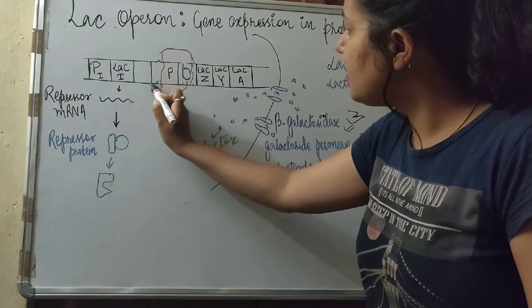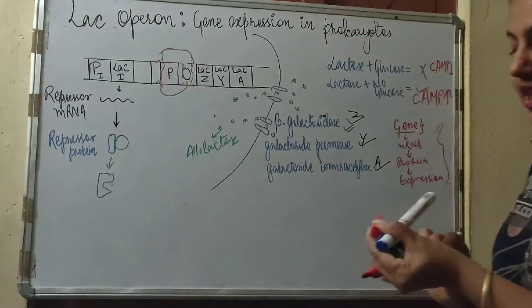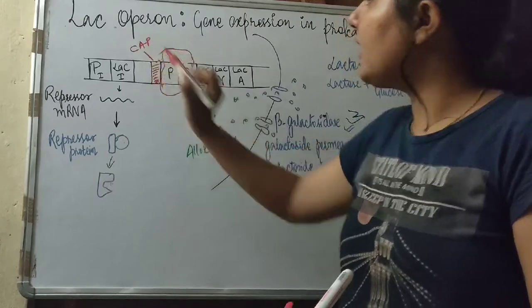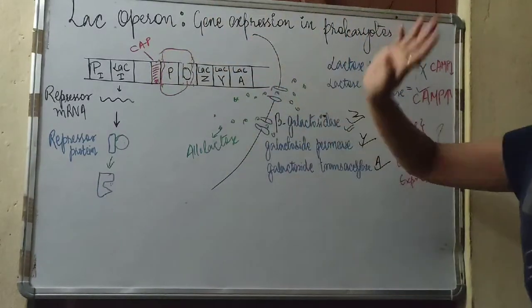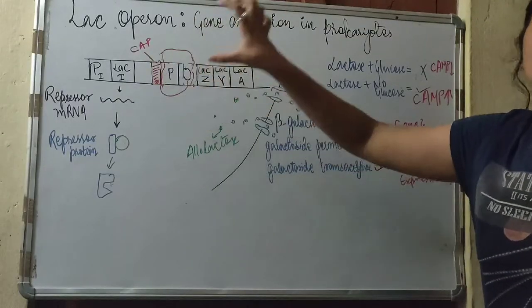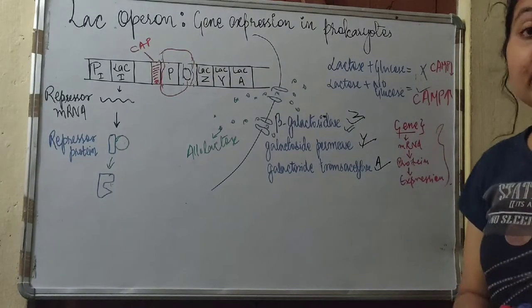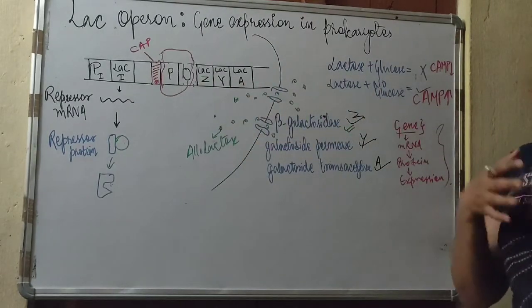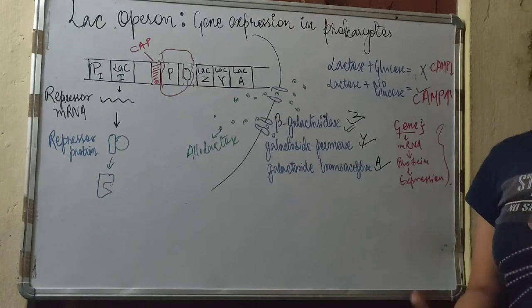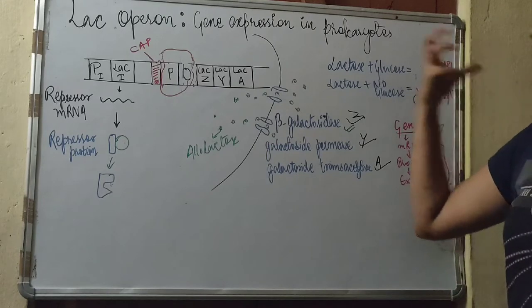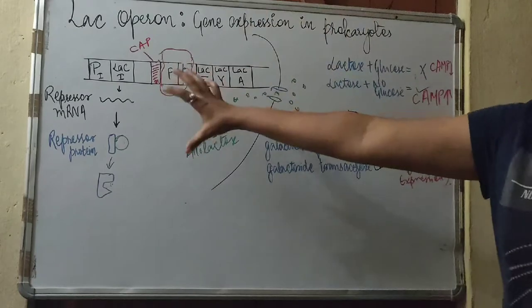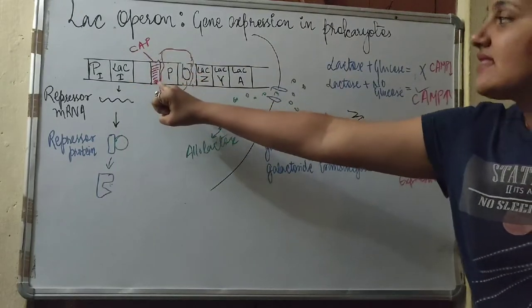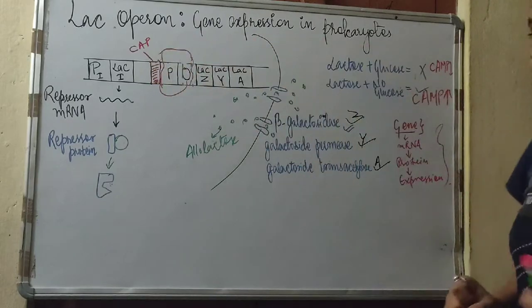exactly upstream near the operator, there is a site for the binding of CAP, that is the catabolic activator protein. This is the site in which the catabolic activator protein can bind. Catabolic activator protein is an activator protein which helps in the process of transcription of mRNA. While studying transcription, we study different types of activator proteins which are employed during the process of transcription. This CAP is also one of the activator proteins which binds near the promoter because it has a specific site to bind near the promoter.